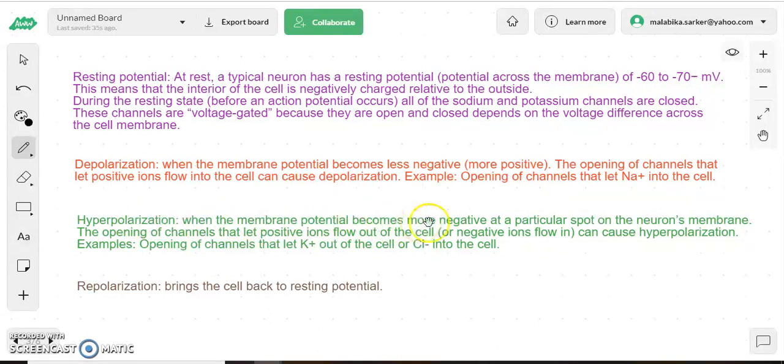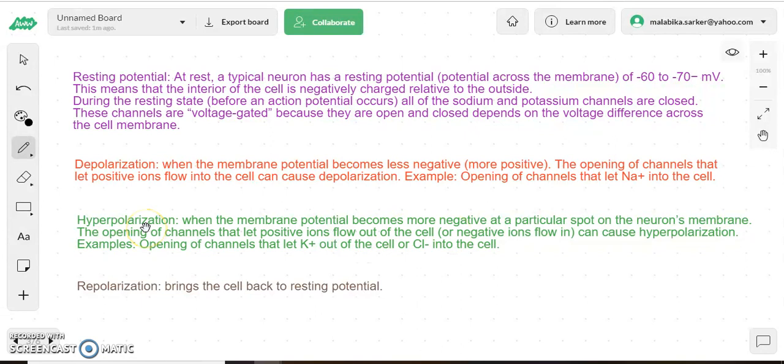What is hyperpolarization? When the membrane potential becomes more negative at a particular spot on the neuron's membrane. The opening of channels that let potassium ions flow out of the cell or negative ions flow in can cause hyperpolarization. Like opening of channels that let potassium ions out of the cell or chloride ions into the cell. So we are getting an influx of the negative ions into the cell and the positive ions are going out. So at this stage, the membrane potential is becoming more negative.